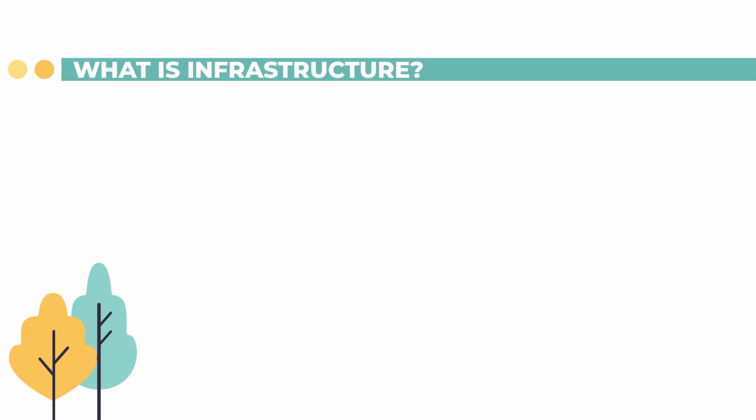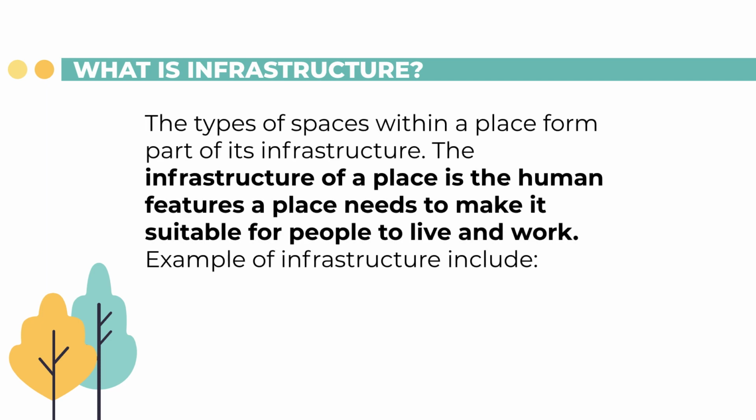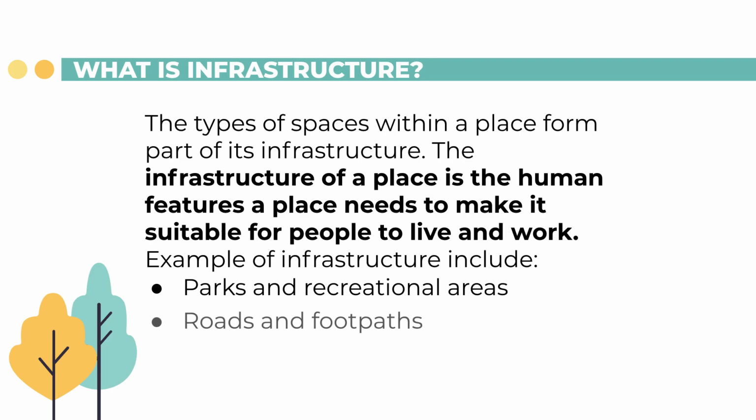So what is infrastructure? The types of spaces within a place form part of its infrastructure. The infrastructure of a place is the human features a place needs to make it suitable for people to live and work. Examples of infrastructure include parks and recreational areas, roads and footpaths, and schools and hospitals.